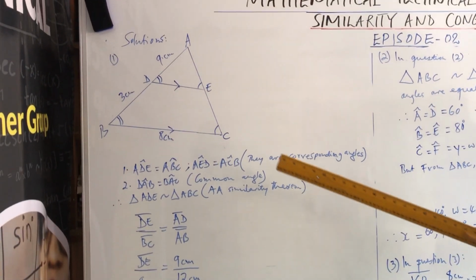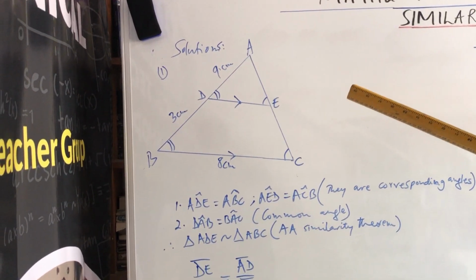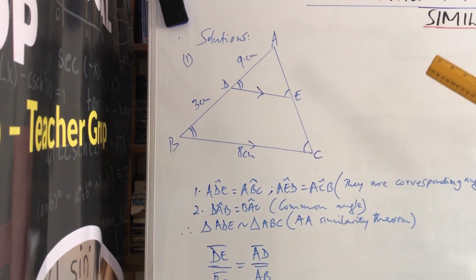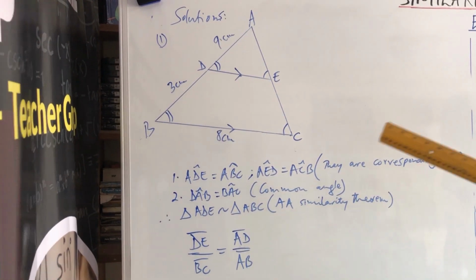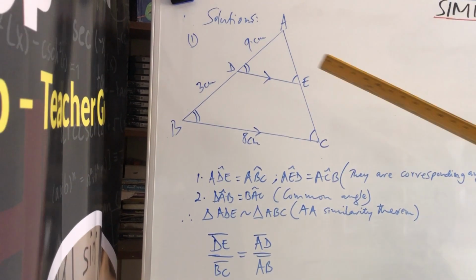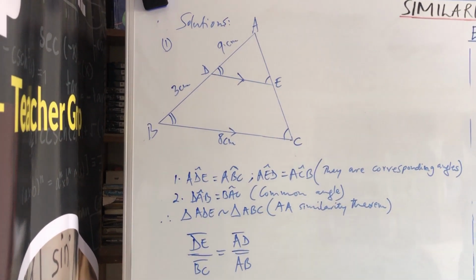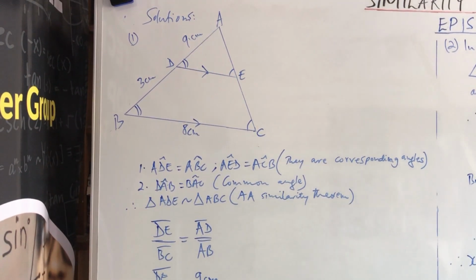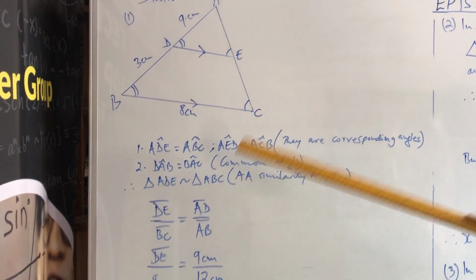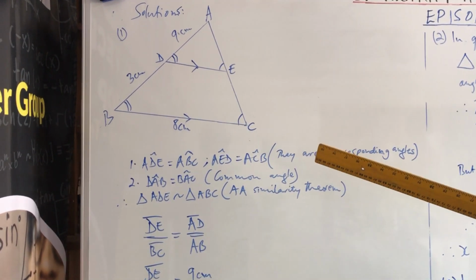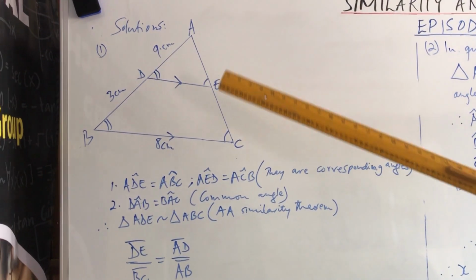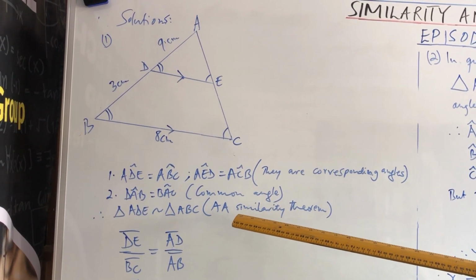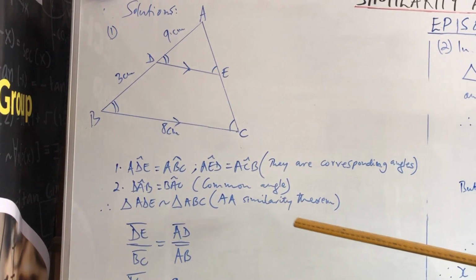Point number 2, angle DAE and angle BAC represent the same angle, and we call it a common angle. So we have a reason for saying that DAE is equal to BAC. Then from the 2 steps above, triangle ADE is similar to triangle ABC by the angle-angle similarity theorem, or we could even say the angle-angle-angle similarity theorem.